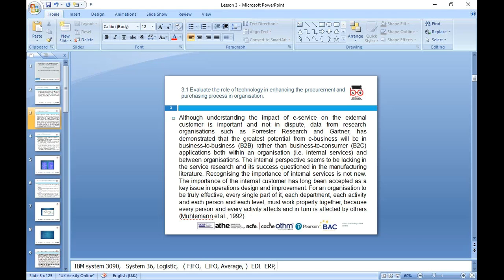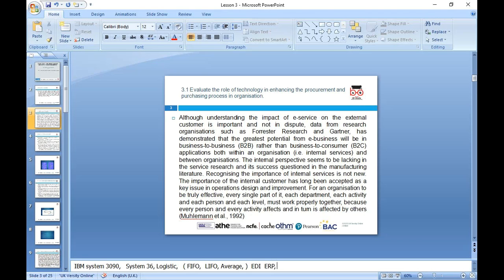Understanding the impact of e-service on the internal customer is important, and we should not dispute the data from the research organization. A lot of research has been conducted. E-business will be business to business and also business to customer. Applications both within an organization's internal services and between organizations, the internal perspective seems to be lacking in service research, especially in the organization. So recognizing the importance of internal services is not new.